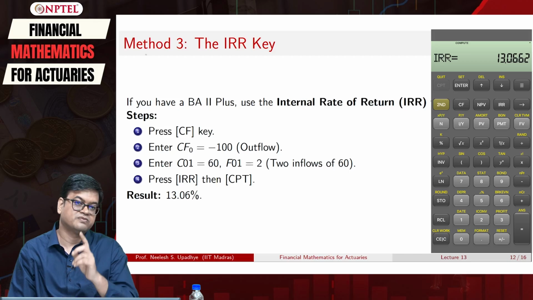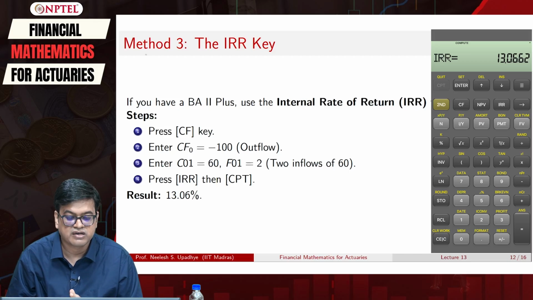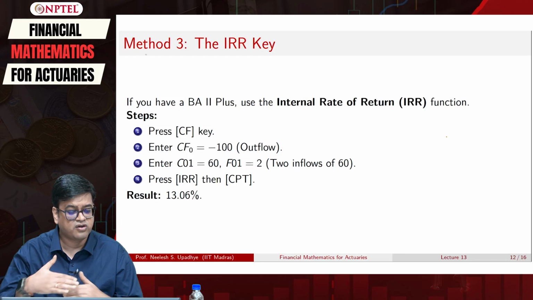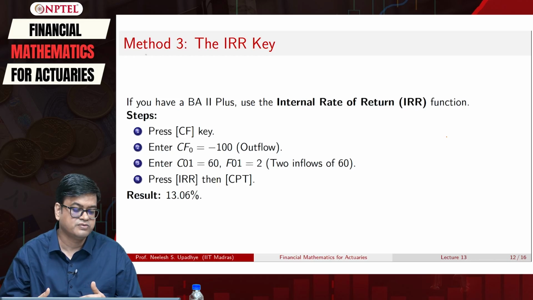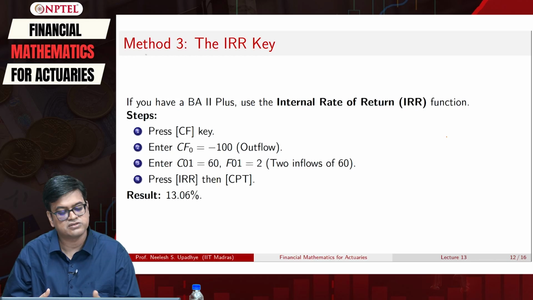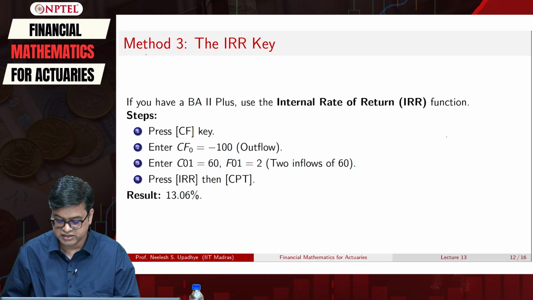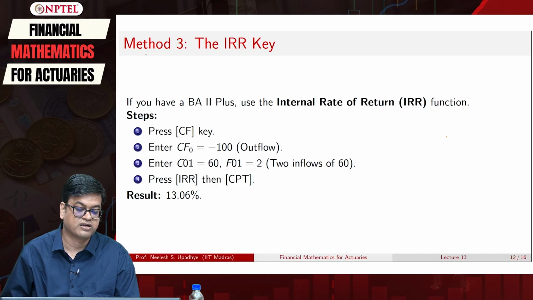This validates what we have got from our interpolation. There is a clear-cut identification of the true value, which is 13.06 through internal rate of return, and the linear interpolation, which is 13.3. So this particular thing is actually a calculator iteration.